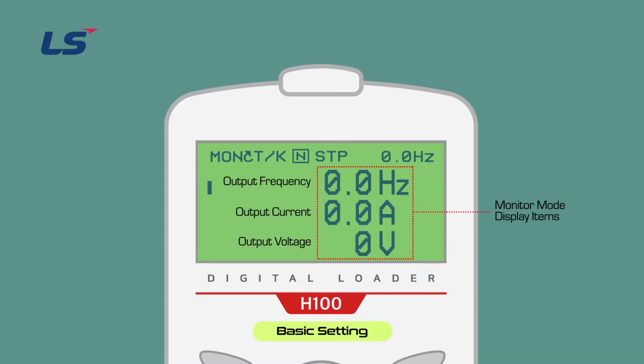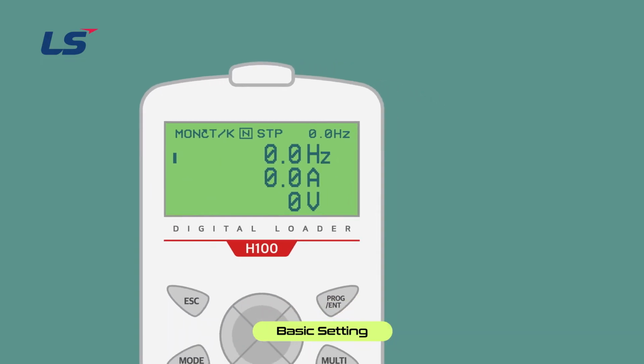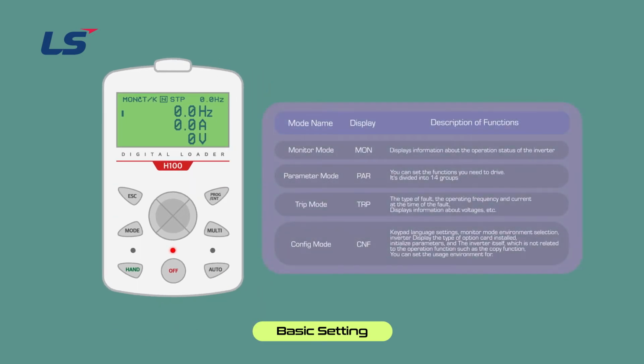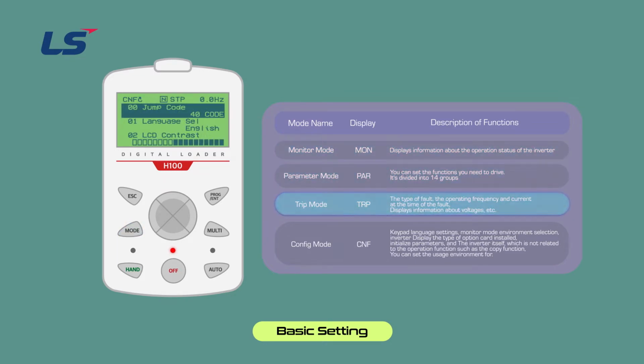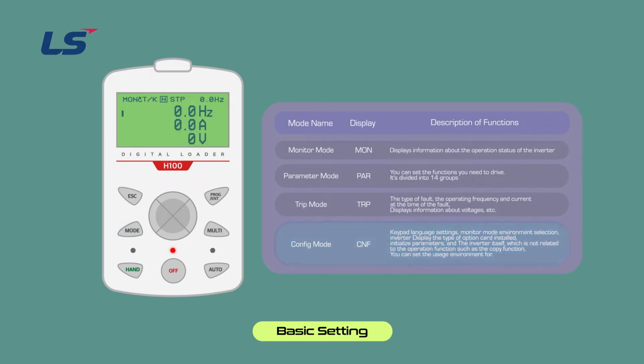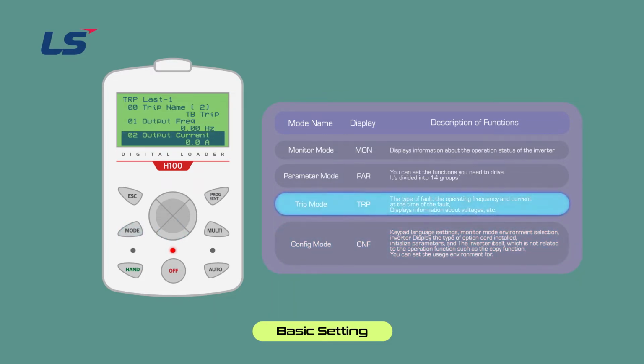You can move the mode by pressing the mode key. The mode consists of 4 modes. You can move to monitoring mode, parameter mode, trip mode, and CNF mode. Trip history is displayed on the monitor if there is a history of trip. Up to 5 trip histories are stored.